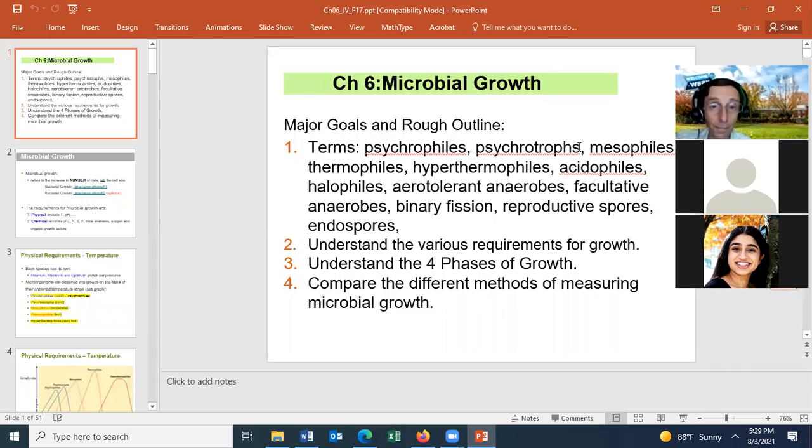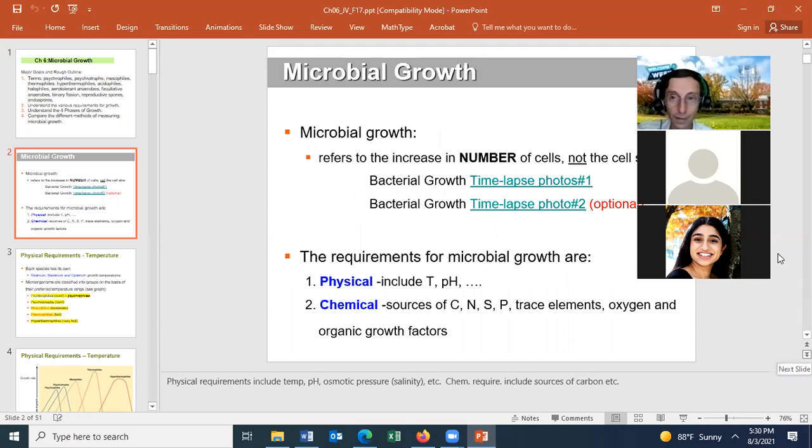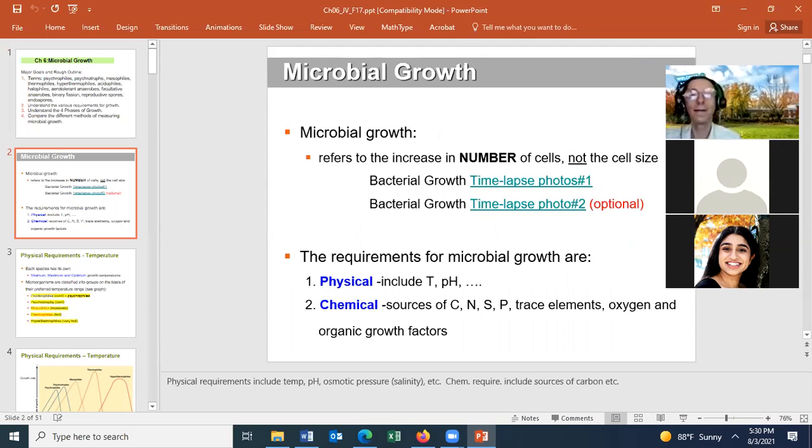All right, chapter 6, microbial growth. You should know the terms. We'll talk about each of these. You should understand the various requirements for growth. There's both chemical and physical requirements. You should understand the 4 phases of growth and be able to compare the different methods for measuring microbial growth. Any question about the major goals and the rough outline? You can tell I'm moving quickly because we're a little behind.